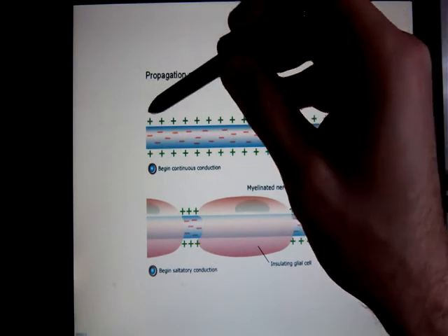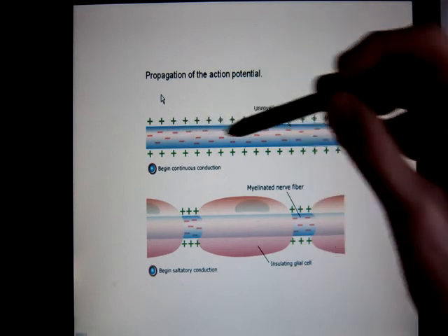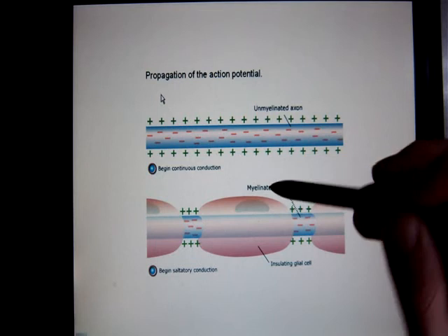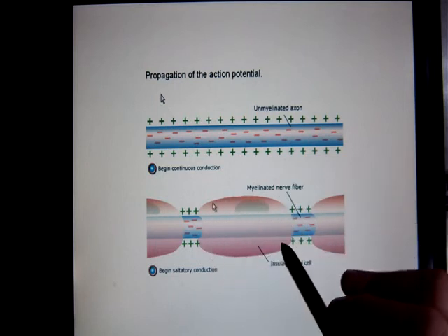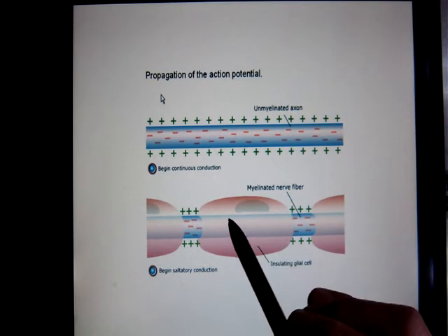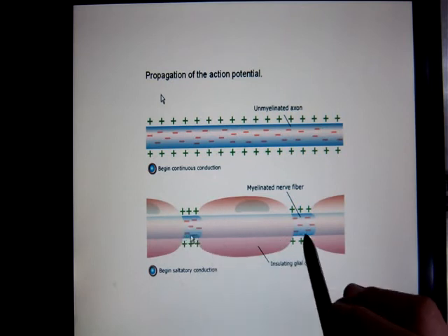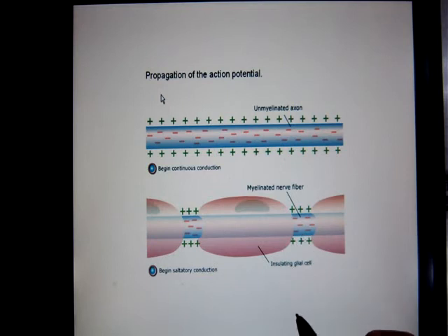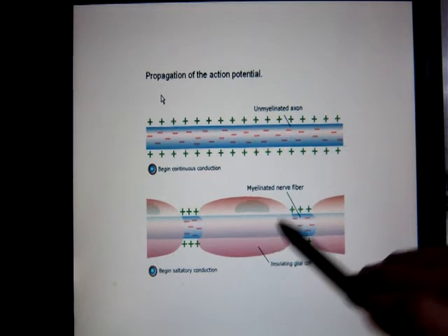So here we have, of course, the high sodium on the outside and the potassium on the inside and the positive and the negative. We have the same thing in this one, but notice that the Schwann cells are insulating the axon. So I only have ions moving in and out of the cell at the nodes, at the gaps between the Schwann cells. Okay, so here is why it's so much faster here.